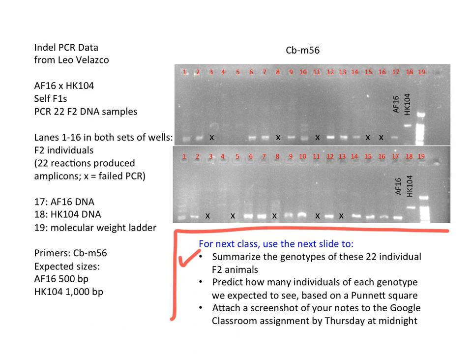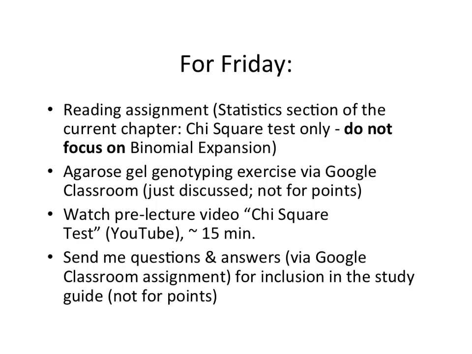The second step is using that Punnett square that's based on the cross that was used to generate these worms that were genotyped. Predict how many individuals of each genotype we should have seen based on that Punnett square. How many homozygous AF16? How many heterozygotes? How many homozygous HK104s did we expect to see? And then send that to me as an attachment to the other Google assignment that I posted at the start of class. Next time, we've got reading, we've got that Google assignment, and we've got one movie to watch that's on statistics.